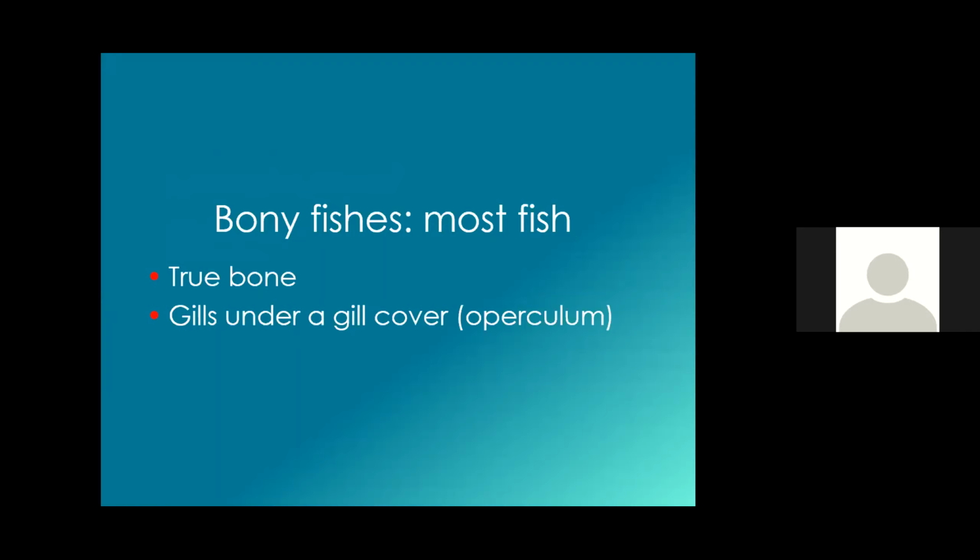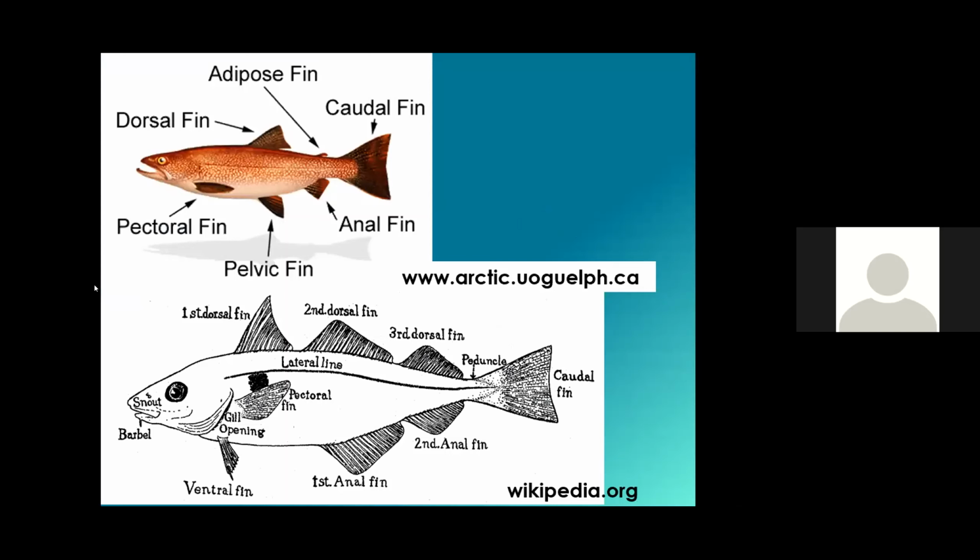So most of the fishes are bony fishes. That means they've got true bone and their gills are under a gill cover, and the word for that is an operculum. There are some diagrams here. Basically, you can get to know the names of the fins if you're reading this book. You'll learn that there's a lateral line, which I'm drawing the mouse along now. This is a series of receptors that balance the fish in the water.